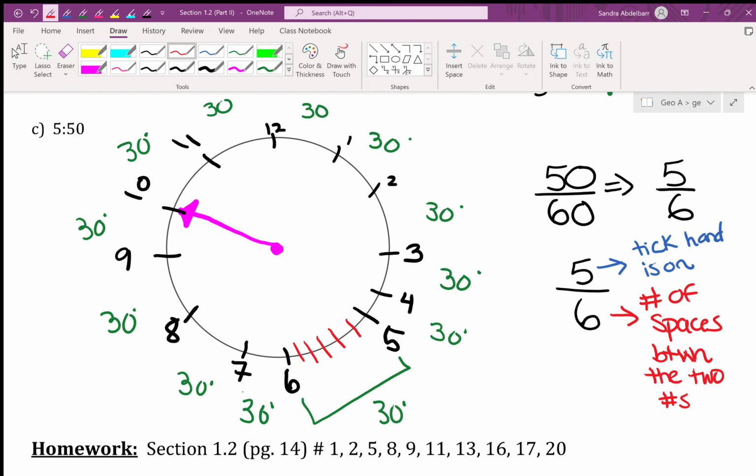You got it. So the whole, from 5 to 6, isn't that 30 degrees? So now that 30 degrees has been split into 6 sections. So we're going to do 30 divided by 6, however many sections it's been split into.